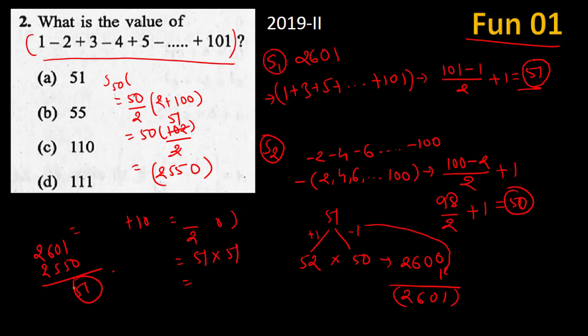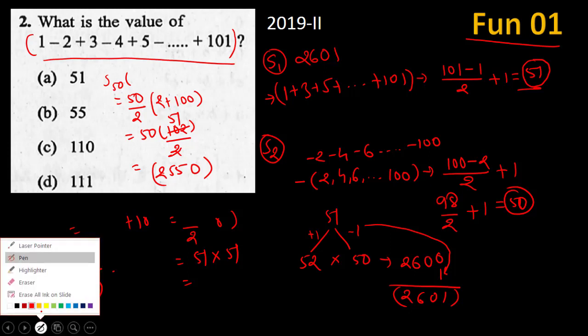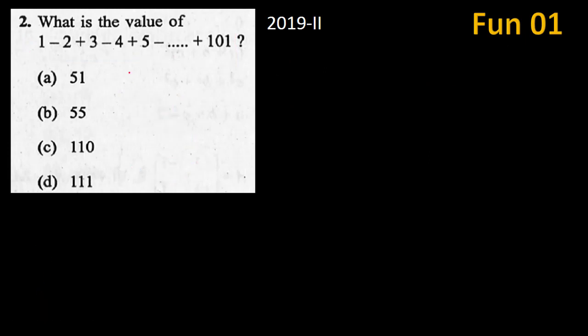No, it is not necessary. For a smart student like me or like you, the approach would be different. See here, it is very easy. You have to think. Adding these two terms, what answer do you get? Minus 1. Using these two, again minus 1. Using these two, again minus 1. And here you will have minus 100.